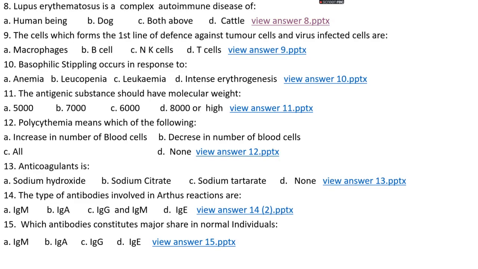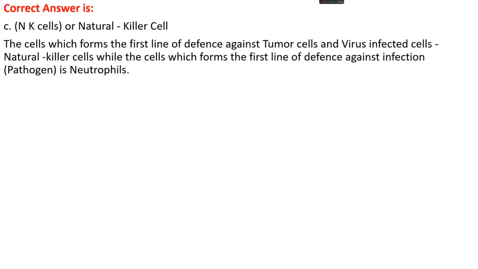Question number 9. The cells which form the first line of defense against tumor cells and virus infected cells are option A, macrophages. Option B, B cells. Option C, natural killer cells. Option D, that is T cells. The right answer is option C, that is natural killer cells.